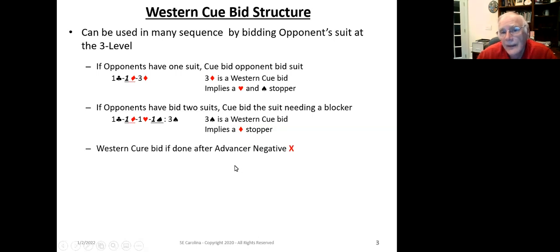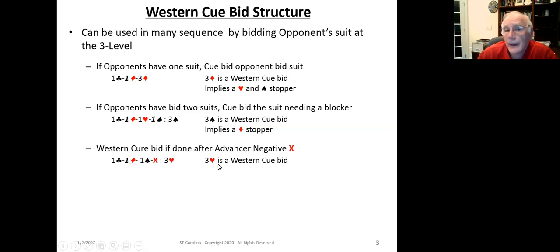This next example is really an extension of the second example. In this particular case, you've opened one club, and your partner has responded one spade with an intervening one diamond overcall by the opponent. The advancer then doubles. What the double implies is that they have four hearts and don't have a bid within diamonds. Now it comes back to you as the opener.